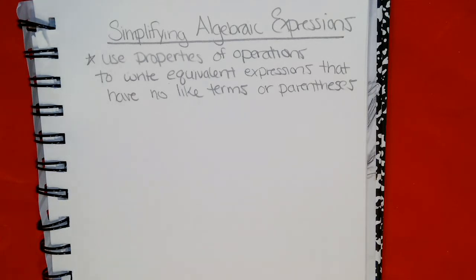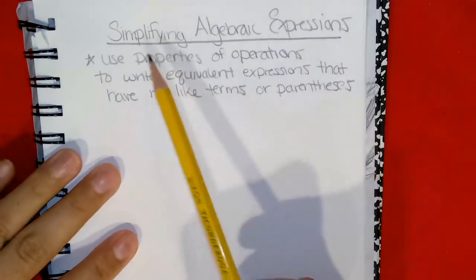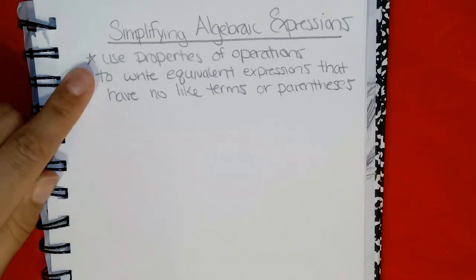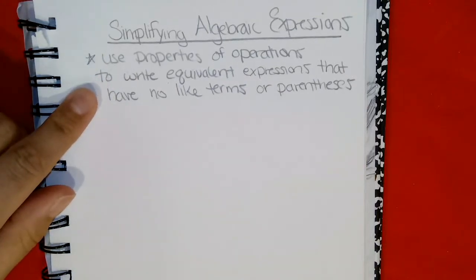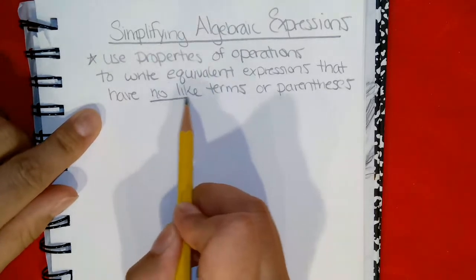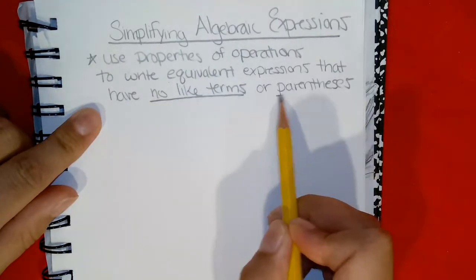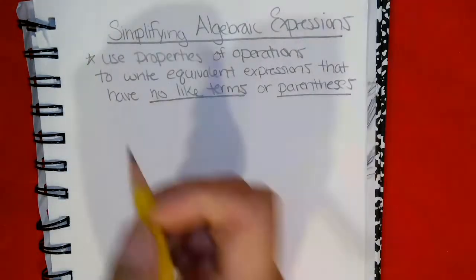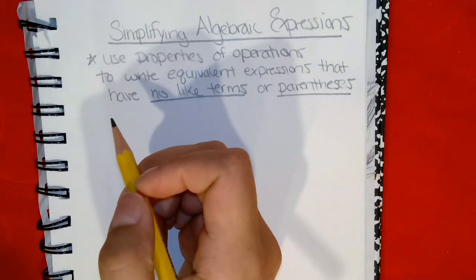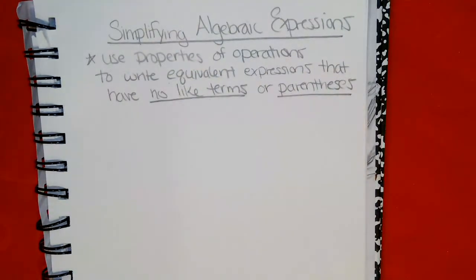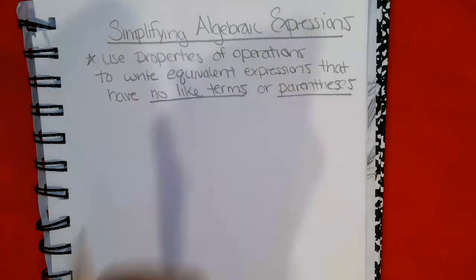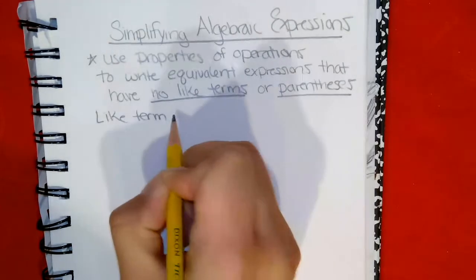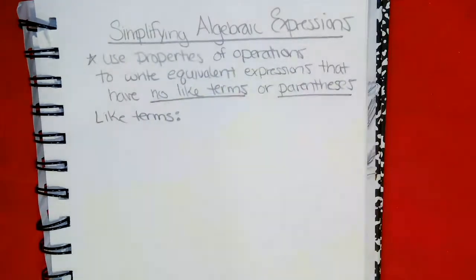Okay, so to simplify algebraic expressions, we are going to use properties of operations to write equivalent expressions that have no like terms or parentheses. So, what is a like term? A like term has the same variable. Okay? So, like terms. Here's an example.